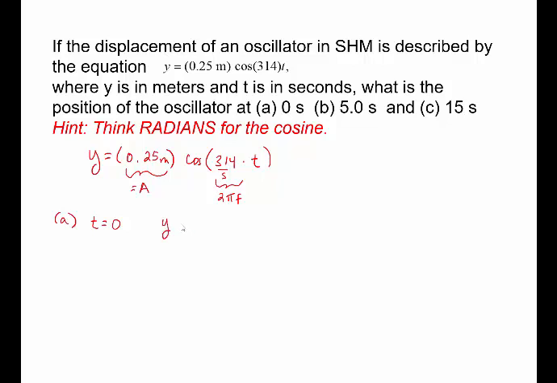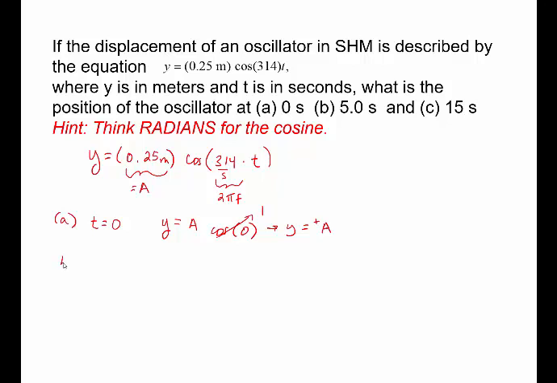So in our first scenario, if t is equal to 0, then this is exactly like our first case with the hanging spring. So then y is equal to A times the cosine of 0. Cosine of 0 is equal to 1. So y is equal to A. This is where we've stretched out our spring.